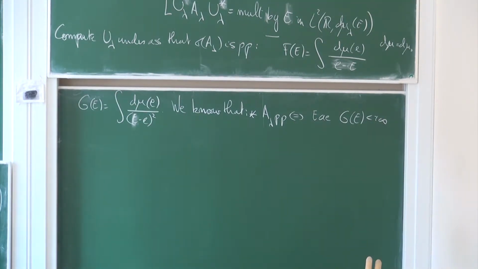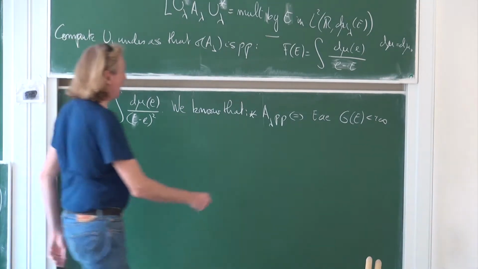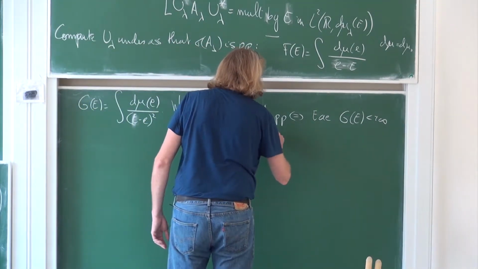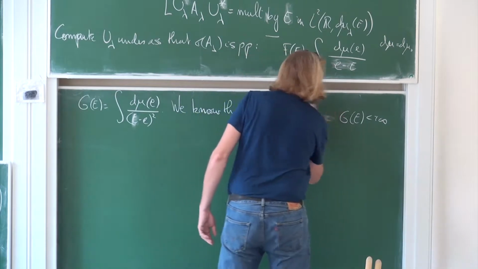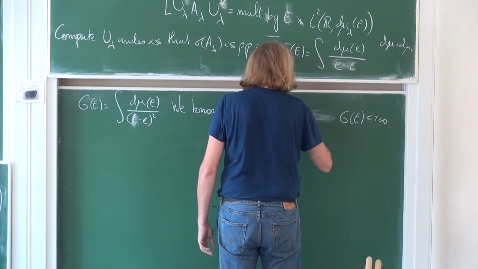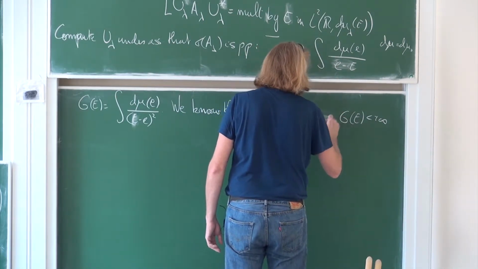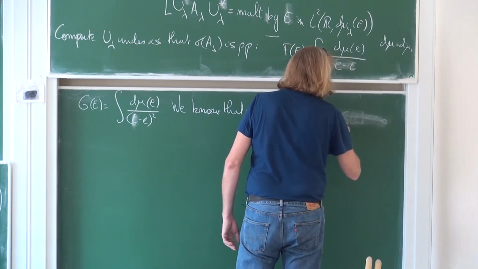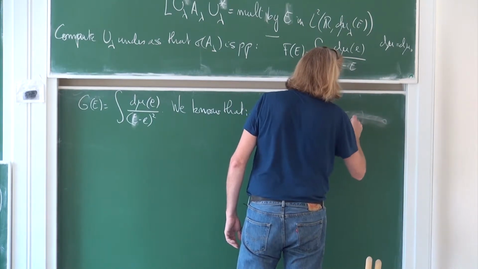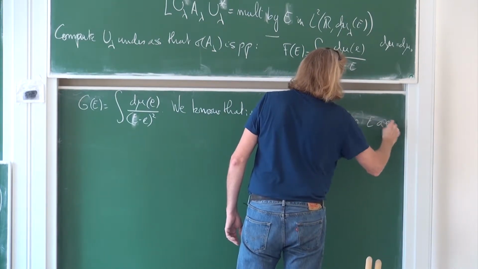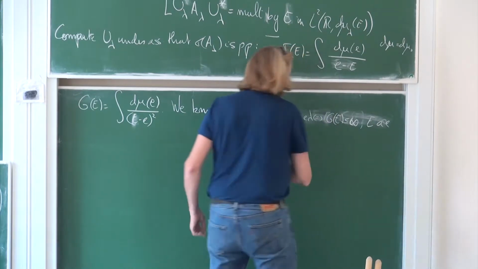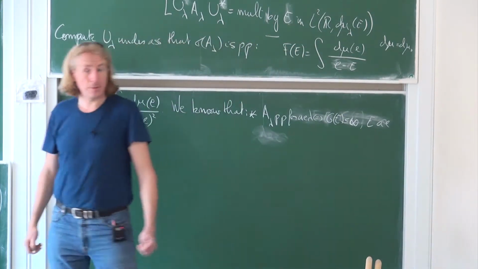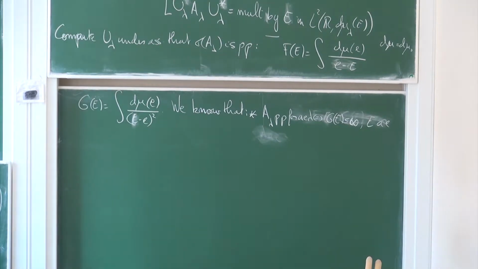This is actually: A lambda is pure point for almost every lambda is the same thing as G of E finite almost everywhere. Remember, this was the Simon-Wolf criterion, or actually, rather, what led to the Simon-Wolf criterion.